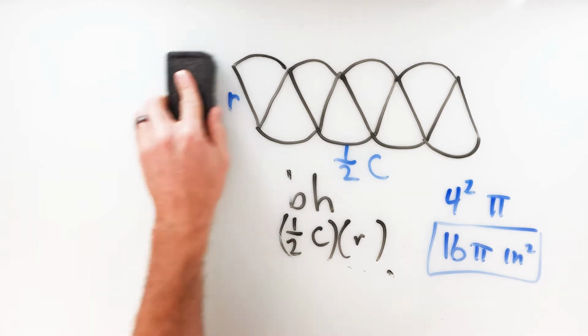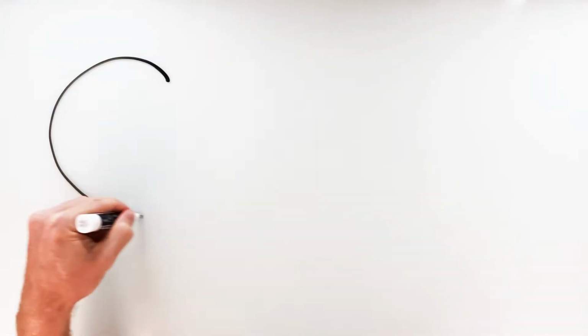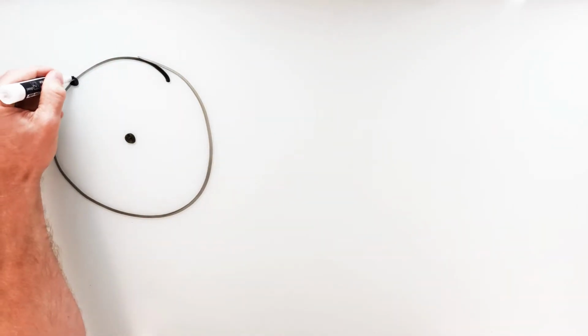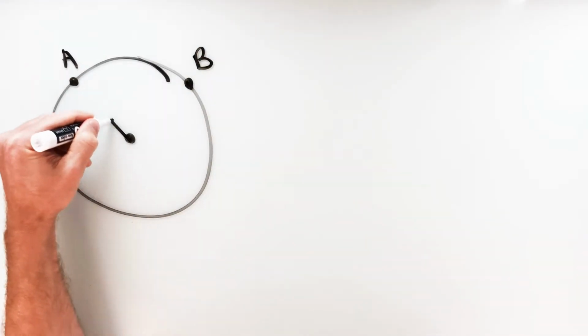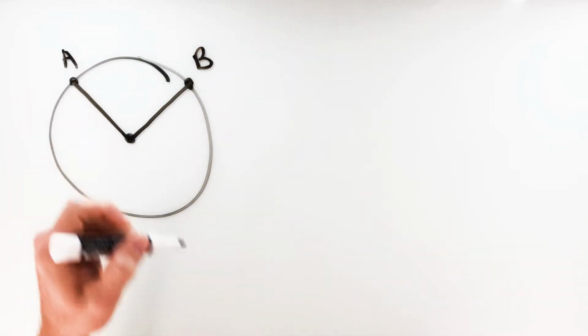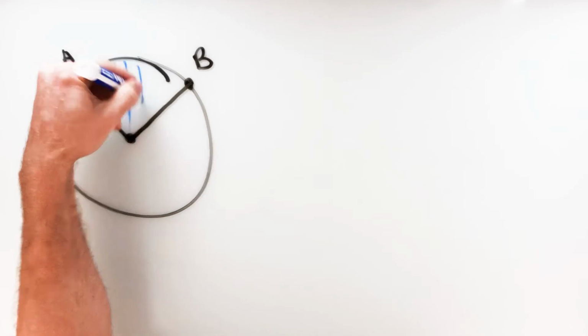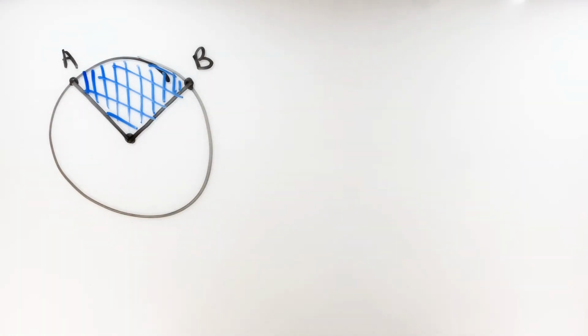Now, a sector of a circle, just to define it real quick, is a region bounded by an arc and the 2 radii that go to the endpoints of that arc. So if you've got a circle here, you've got an arc, we'll say arc AB, there's A, there's B. I draw a radius to each endpoint of the arc. This portion right here is what we call a sector of a circle.